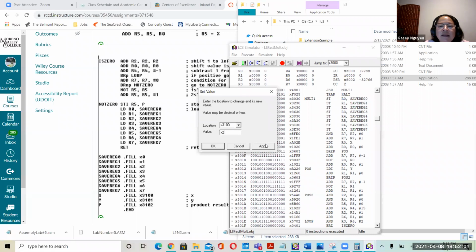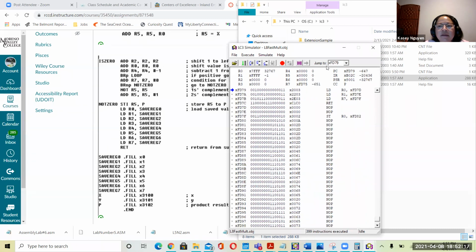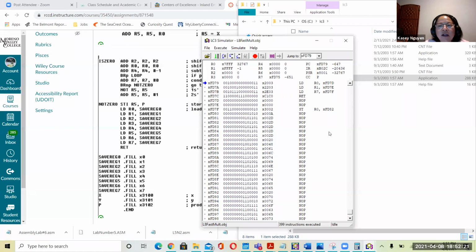And let's say that I'm going to add hex 2 for X, and then I'm going to make Y, let's say, a 4. Okay, so after I set my values, then I click run. We're not going to see anything in the console, so what we need to do is jump to hex 3102.